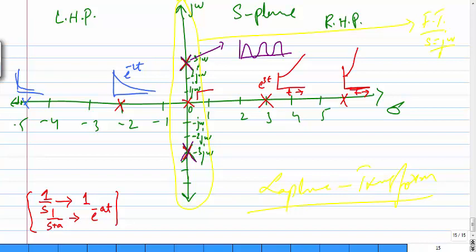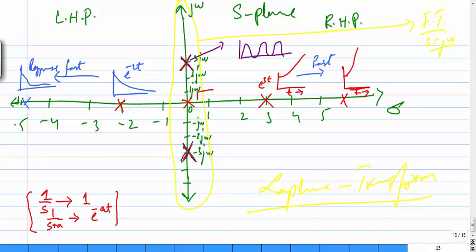Sorry, let me rewrite. So what do we mean by fast? Fast means that it will decay quickly as compared to this. If I move in this one, the response is fast. Again, fast. So if I move further away from the origin, the response is fast in both directions.